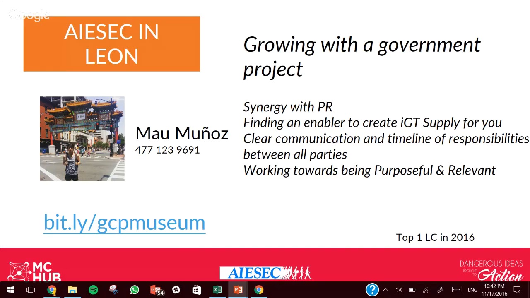The thing that Mal had to work really hard on is having a very clear communication, timeline and responsibilities between all parties, because he had to balance working with not only the government project, but all the companies in Mexico, the companies in the US, in Canada, in Germany, the EPs, ISEC in the US, ISEC in Canada, ISEC in Germany, at the MC level and at the LC level. So it was a lot of different things, but he handled all of the problems like a champ, right?